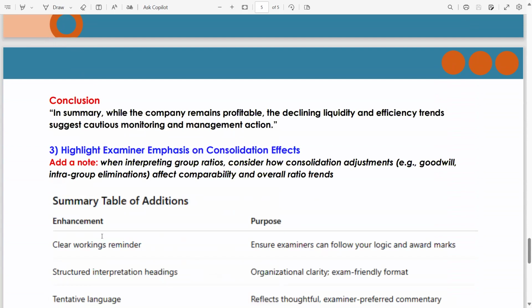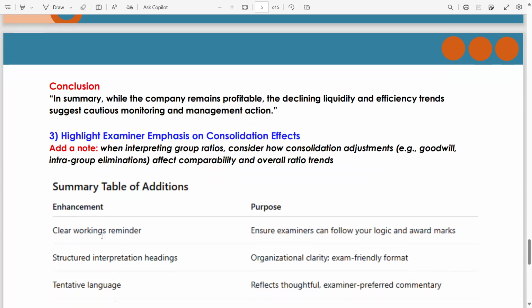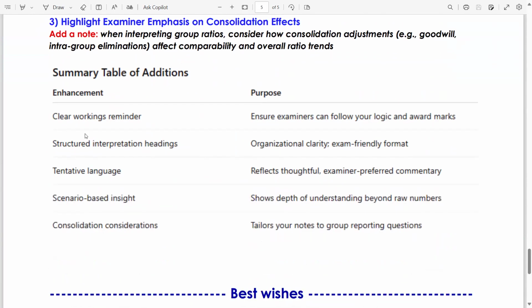Now, in the end, we have a conclusion. In summary, while the company remains profitable, the declining liquidity and efficiency trends suggest cautious monitoring and management actions. Highlight examiner emphasis on consolidation effects. Add a note: when interpreting group ratios, consider how consolidation, adjustment, goodwill, and intra-group elimination affect comparability and overall ratio trends. This is a summary table which we have studied above.